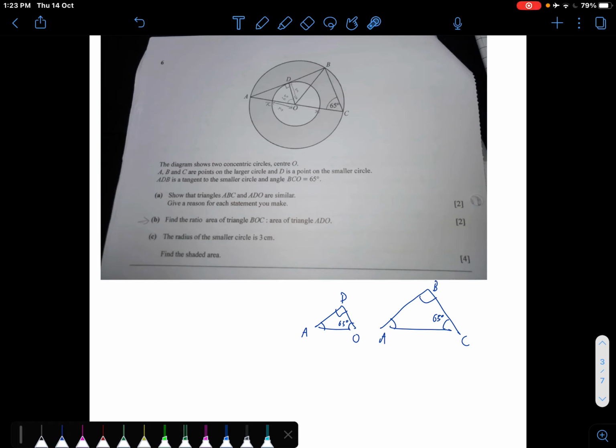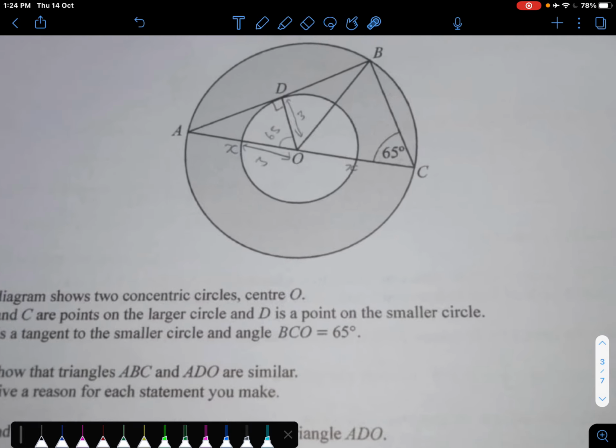Okay, next we want to find the ratio of the area of these two triangles. Triangle BOC, as well as triangle ADO. Okay, let's see. The information about the radius wasn't given yet, so we don't really need to use it. What we need to realize is that these are two concentric circles.